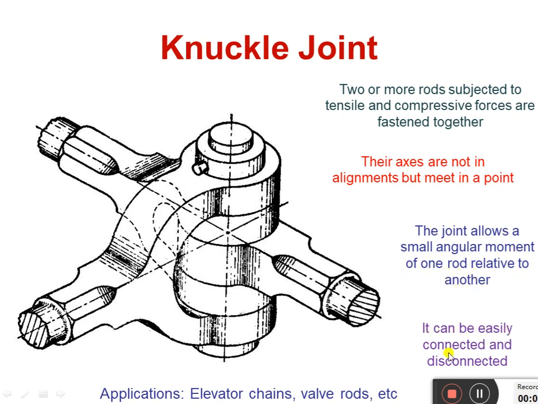It can be easily connected and disconnected. The applications of the knuckle joint are elevator chain, wall rod, etc. This we can see in many applications in automobile vehicles. So this can be rotatable. We can make an angular position of two rods.